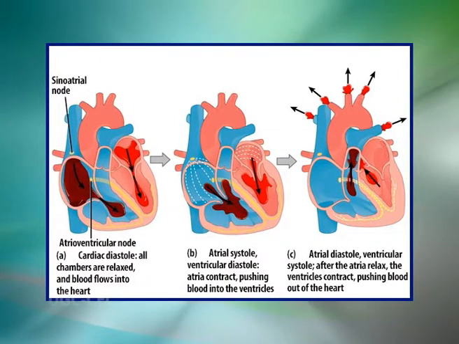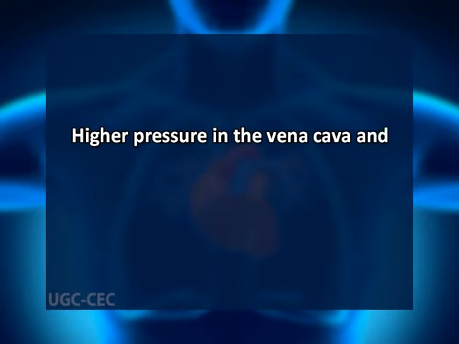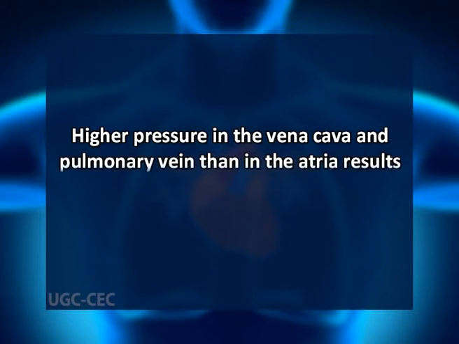Stage 3. Ventricular diastole, atrial diastole. Immediately following ventricular systole, both ventricles and atria relax for a short time. Higher pressure in the aorta and pulmonary artery than in the ventricle closes the semilunar valves. This prevents the backflow of blood. Higher pressure in the vena cava and pulmonary vein than in the atria results in the refilling of the atria.